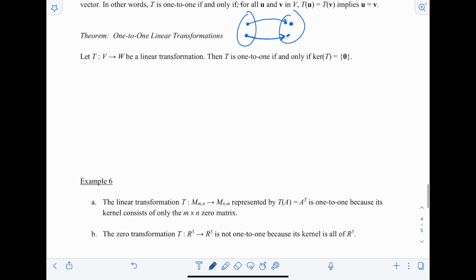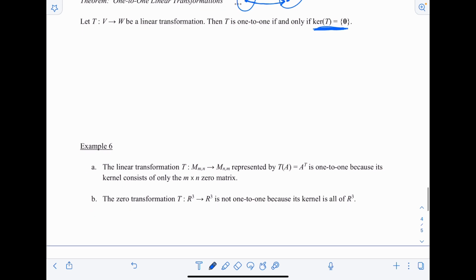Well, if you think about it, if I'm doing this, it's one-to-one only if the kernel of T is zero. Well, the only way to map to the zero vector, or to a zero matrix, is to map a zero matrix. So if I'm finding its transpose, the only way to get a transpose that is all zeros is if the original matrix is all zeros. So in that sense, the kernel of T is zero, and this is a one-to-one transformation.